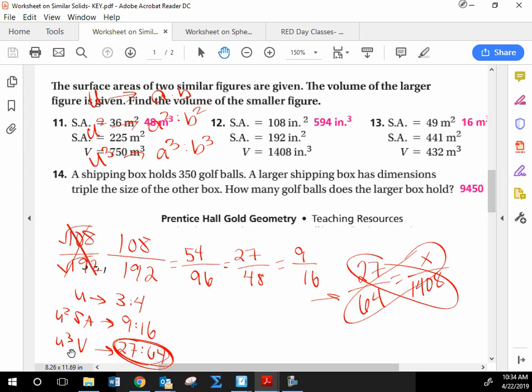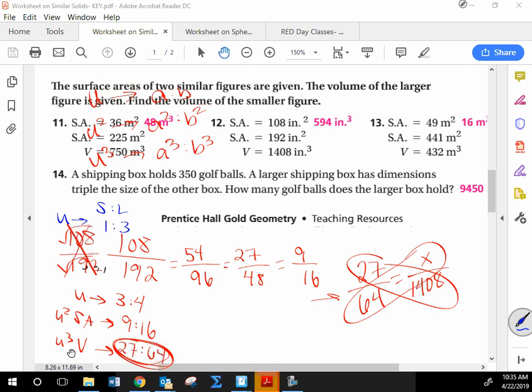So 14, it told us that a shipping box holds 350. A larger shipping box has dimensions triple the size of the other box. So how many golf balls does the larger box hold? It says a larger shipping box has dimensions triple the size of the other box. So would you guys agree that from small to large, and it says dimensions, so dimensions are just our units. It's triple the size, so 1 to 3. Does that make sense? Yeah.